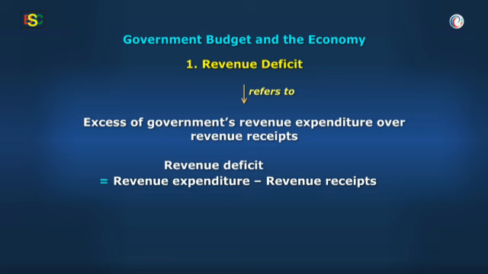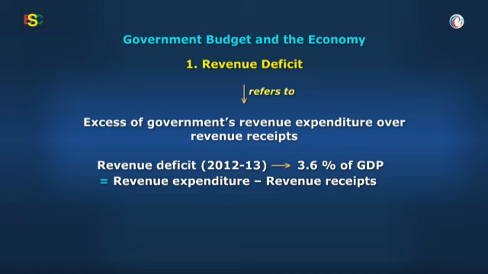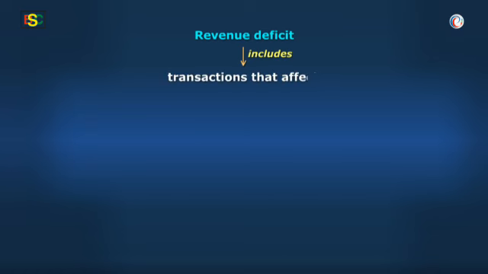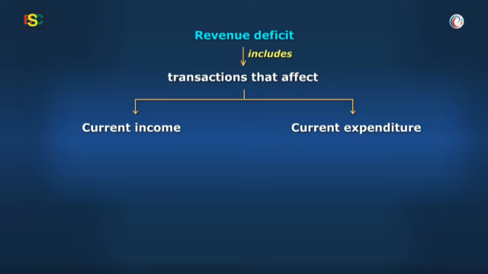The revenue deficit in 2012-2013 was 3.6% of GDP. The revenue deficit includes only such transactions that affect the current income and expenditure of the government.